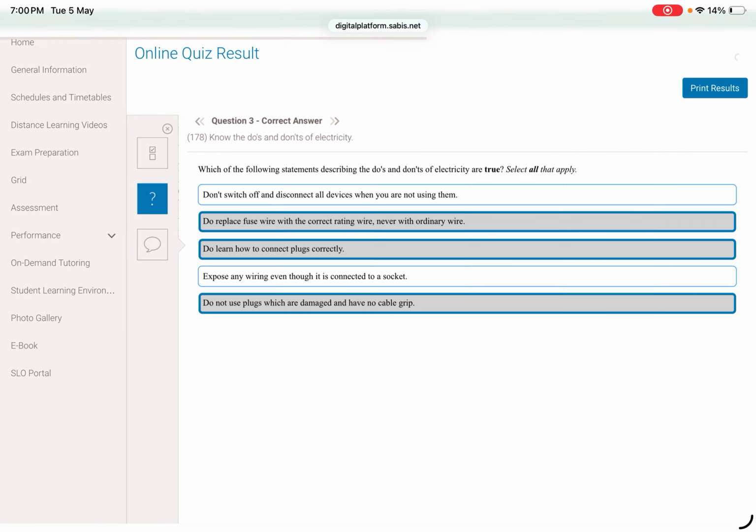Okay, so now moving on to question number 3. Which of the following statements describing the do's and don'ts of electricity, which of them are the good stuff and the bad stuff of the electricity? So the first option is, they said, don't switch off and disconnect all devices when you are not using them. This is false.